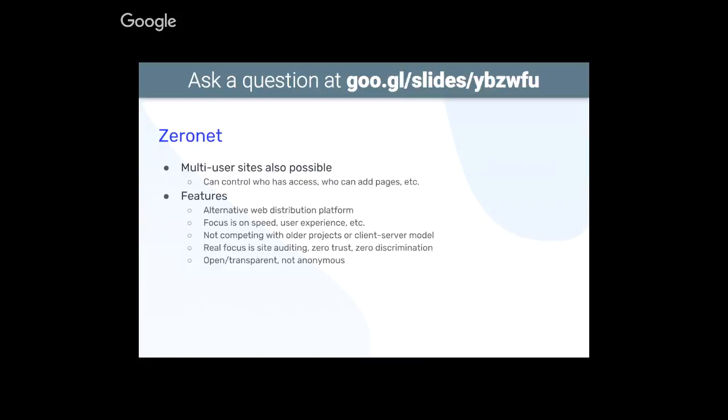And so a couple of nice features are, it's a completely alternative web distribution platform. ZeroNet is its own separate sort of network. They put a lot of focus on speed and user experience, and they don't claim to be competing with older projects or the sort of more traditional client-server model of websites. So this is just a sort of alternative decentralized network for sites. The real focus there is on site auditing, eliminating requirements for trust, and eliminating any type of discrimination. It is an open and transparent system, but it's not necessarily anonymous unless you're using Tor or something like that.